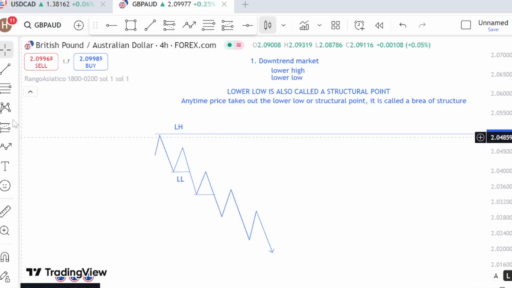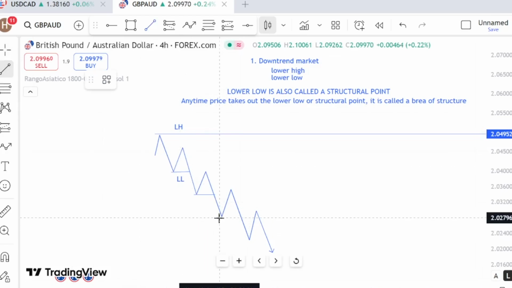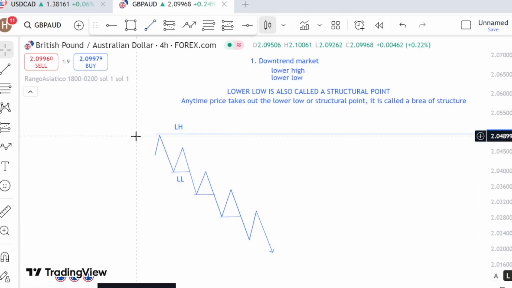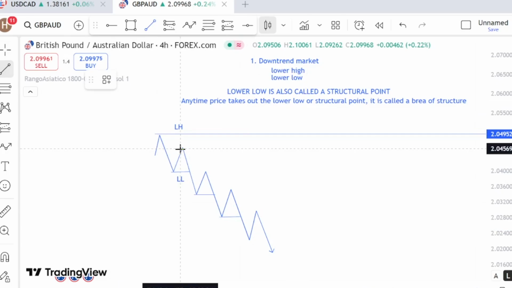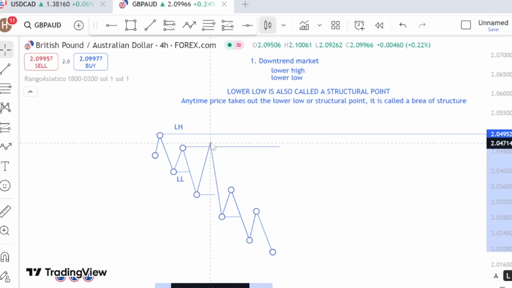So for a market to be in an uptrend, price will keep taking out the previous lower low, and keep respecting the previous lower high. In other words, price will not take out this previous lower high, so you expect it will not go above it. The moment it goes above it is signaling a change of character or a change of structure.